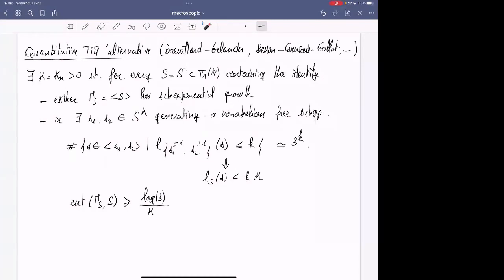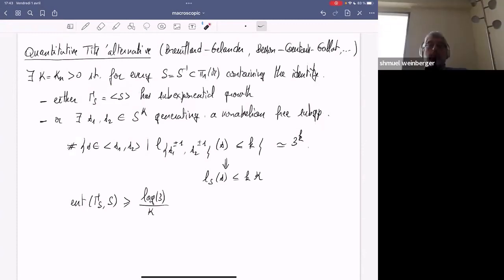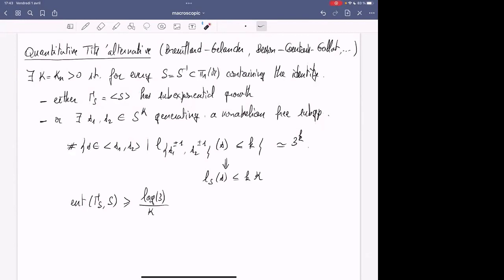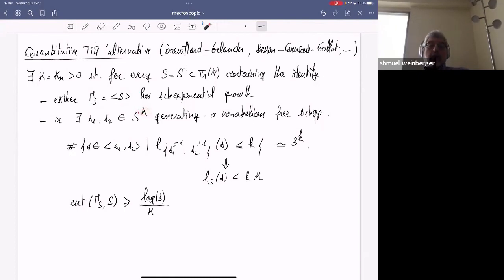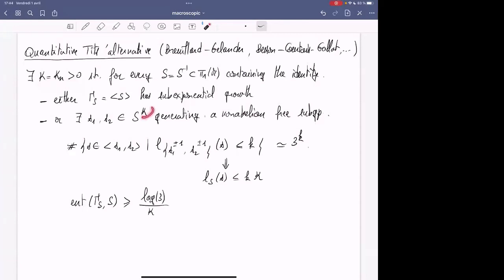So how does it work? There's this sort of universal constant. For every set, not a generating set, just a set of elements, either the subgroup generated by this set has sub-exponential growth, or, because the Tits alternative says either it has sub-exponential growth or you can find a free subgroup. But the point here is that you can control how far you find this subgroup. Right, so there's a bound on the index, basically. Exactly, there's a bound on the index. So you don't have to go that far.